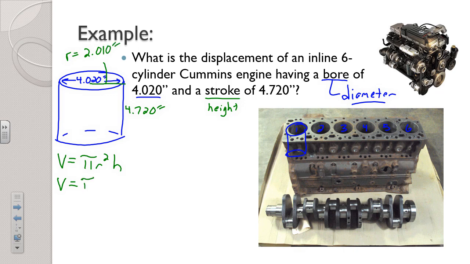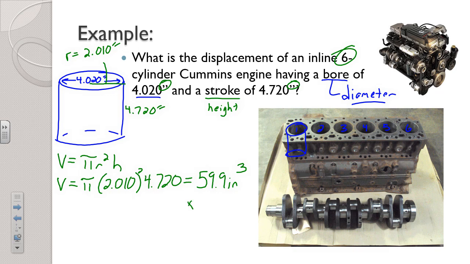And so our volume is pi times 2.010 inches squared times the height of 4.720, and you will get 59.9. Now all those units were in inches, so our units are cubic inches. That's for each cylinder though, and there are 6 of them. So let's multiply that by 6, and that gives us a displacement of 359.4 cubic inches. Now in our next section, we'll convert that into liters and cc's, but that's good enough for now.